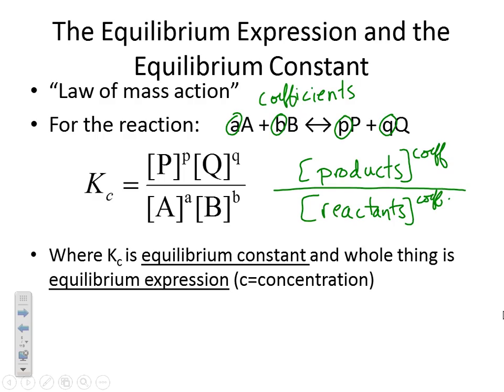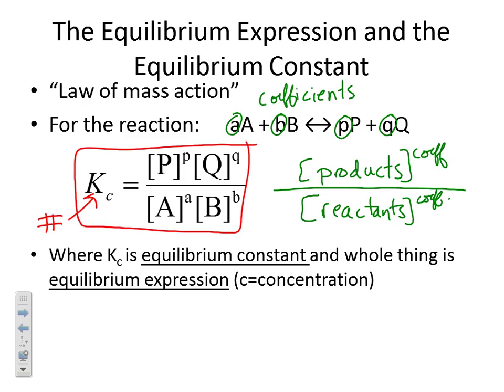Kc is what is called the equilibrium constant. So this is a number, and that number is called the equilibrium constant. The entire thing, all of it, including the equals Kc, not just the stuff to the right of the equal sign, is called the equilibrium expression. If I ask for the equilibrium expression, I want you to write out this. You don't need the number for K, you need K equals products over reactants raised to their coefficients.